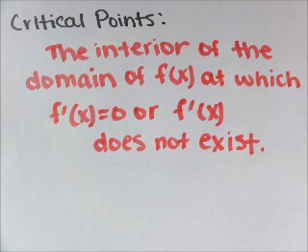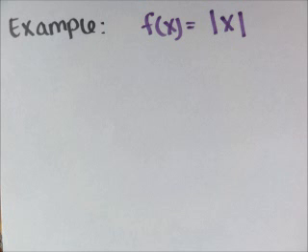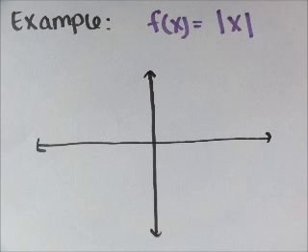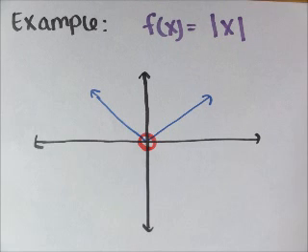An example of a critical point would be found in the function f of x equals the absolute value of x. The graph of the function f of x equals the absolute value of x looks like this. Because we know that the derivative cannot be taken at a corner in an equation, we know that the derivative of f of x at 0 does not exist. Even though this function is not differentiable at that point 0, 0, however, that point is still considered an extreme value and an absolute minimum of the function.